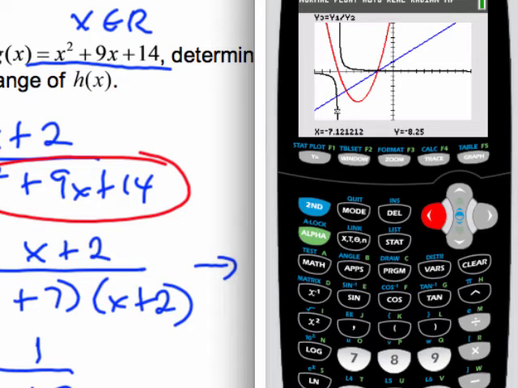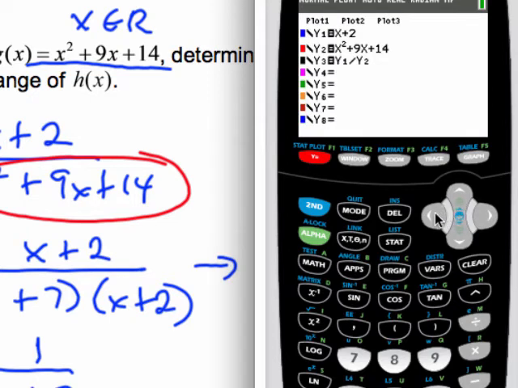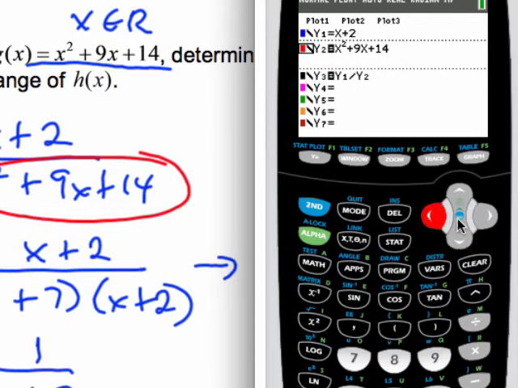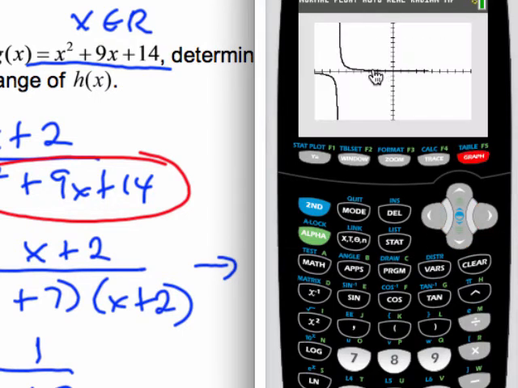What's happening at -2? Let's trace to -2 on the graph, and we can see that there's no point. So right here, -2, I'm just going to turn the other two graphs off because they're just distracting at the moment. There actually is no y value at -2 because when I put it in, it's undefined. Okay, remember, it's not putting -2 in here, it's putting -2 in the original function that makes it undefined.